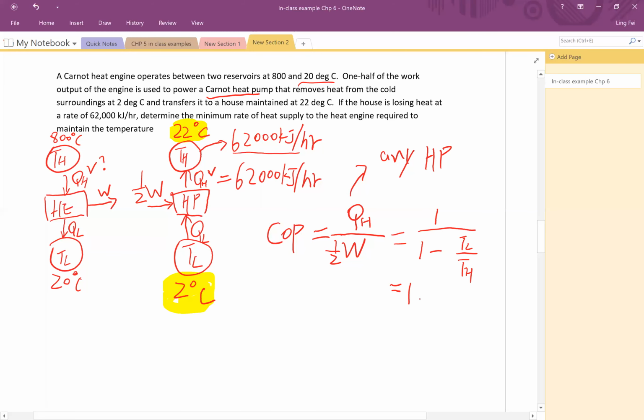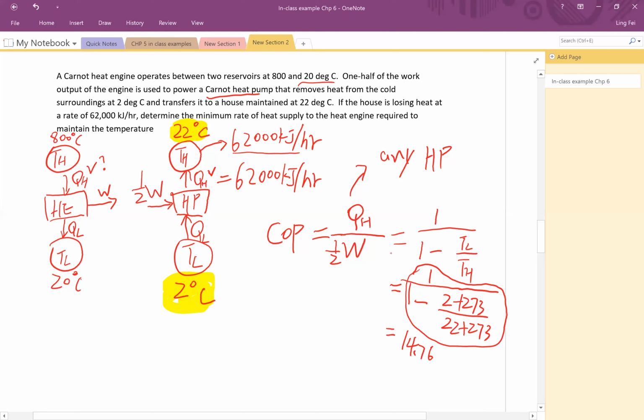So you have 1 over 1 minus TL over TH, again convert to Kelvin. So you have TH 22 plus 273. If you do the calculation, this will give you about 14.76. So now your QH, do you know your QH?